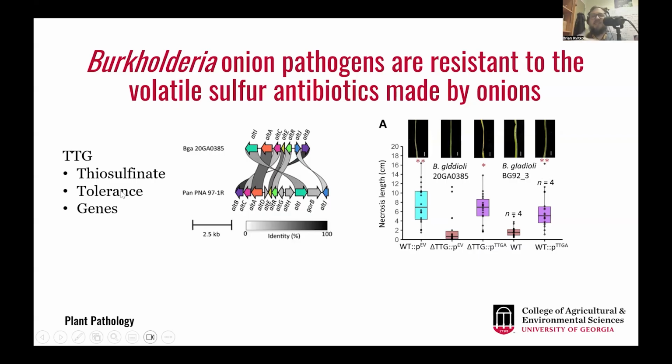So we call these the thiosulfonate tolerance genes. And this is maybe a little hard to see, but what we've got here is an onion leaf, an onion blade. You can see that when we have a strain where we've clipped these genes out, you really don't get any symptoms. And that's something that we've seen from multiple different strains at this point.